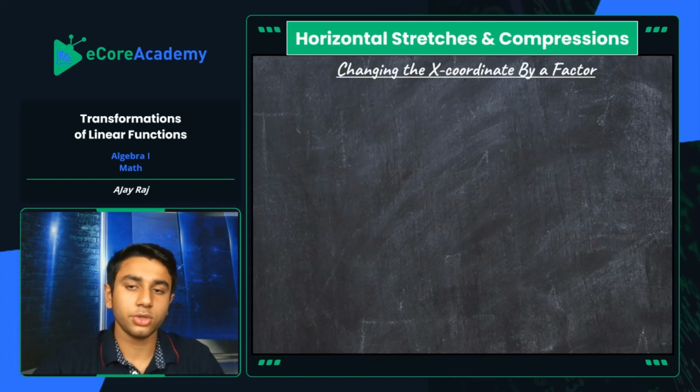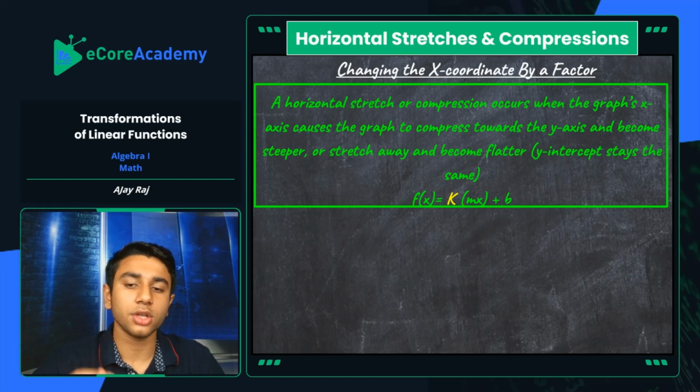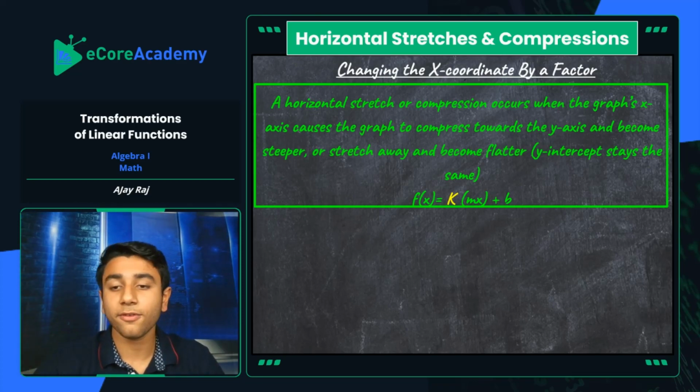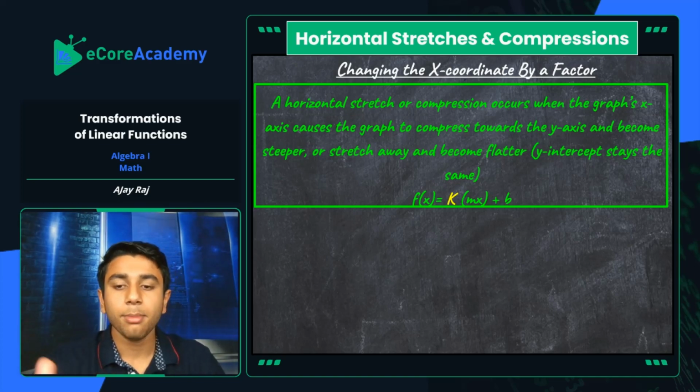Now, finally, let's move on to our horizontal stretches and compressions. In this case, we're going to be changing the x-coordinate by a factor. So a horizontal stretch or compression occurs when the graph's x-axis causes the graph to compress towards the y-axis. So this time, if you're going to compress the graph, it's going to start to move towards the y-axis and it becomes steeper, or it can stretch away from the y-axis and become a lot flatter. So the y-intercept will stay the same. Remember, for vertical stretches and compressions, your x-intercept stays the same, but in this case, your y-intercept is going to stay the same for horizontal.